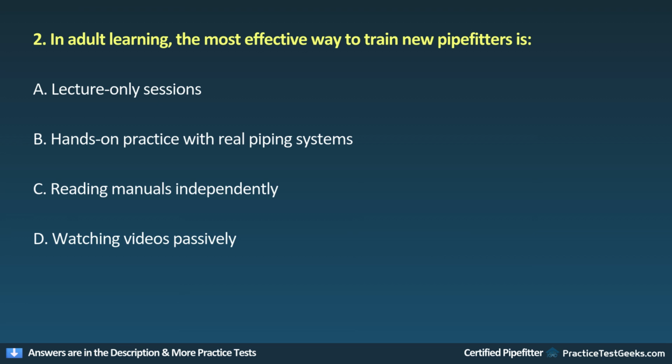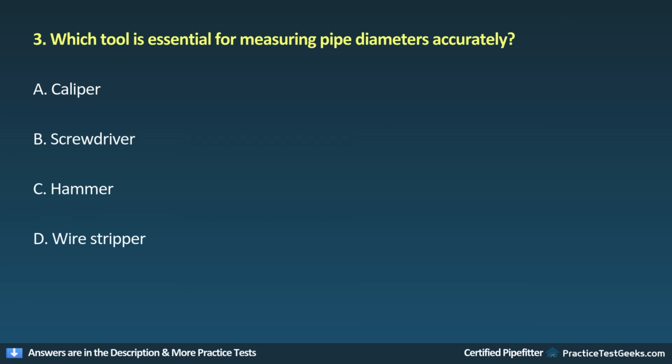Lecture-only sessions. B. Hands-on practice with real piping systems. C. Reading manuals independently. D. Watching videos passively. 3. Which tool is essential for measuring pipe diameters accurately? A. Caliper. B. Screwdriver. C. Hammer. D. Wire stripper. 4.